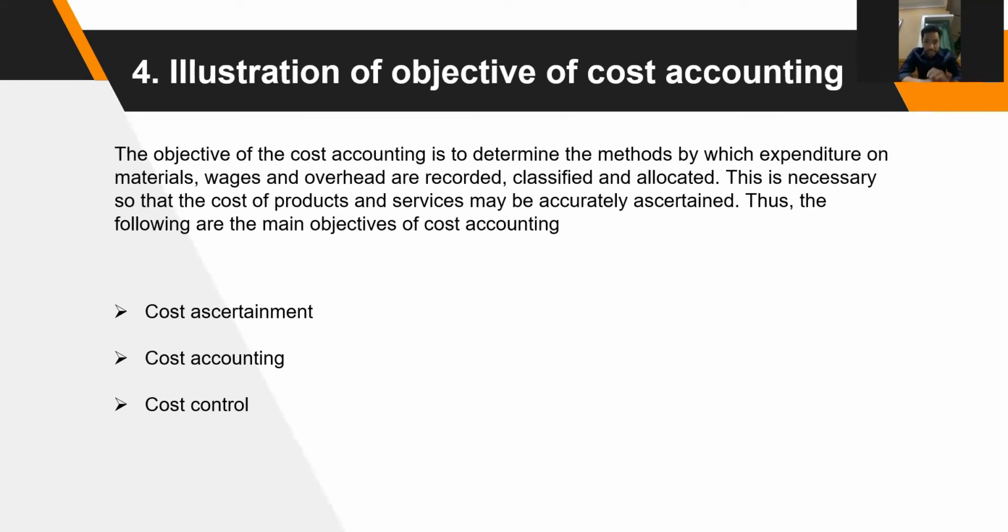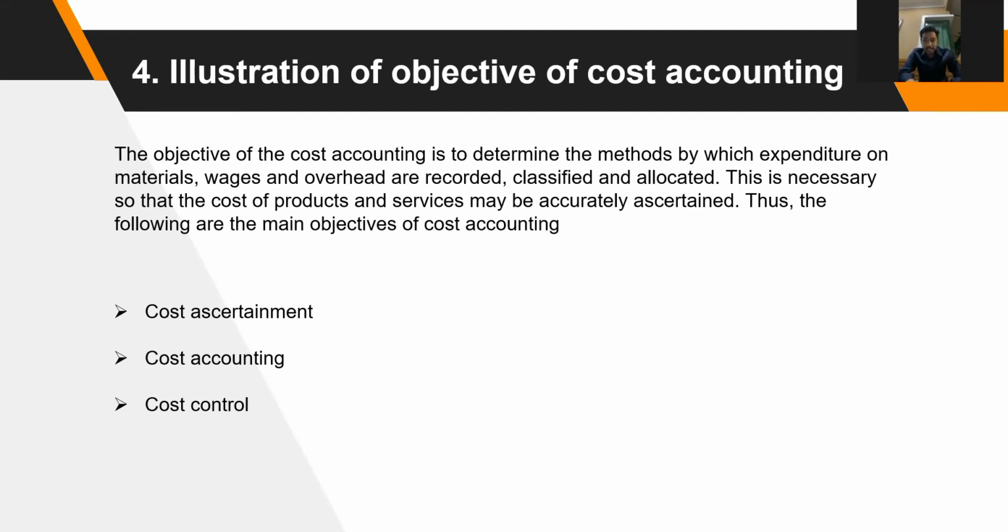It also uses different techniques of costing such as marginal cost technique, the total cost technique, and the direct cost technique. So that is for the first one. So the second one is cost accounting. Cost accountancy is the process of accounting for cost. It begins with the recording of expenditure and ends with the preparation of statistical data.